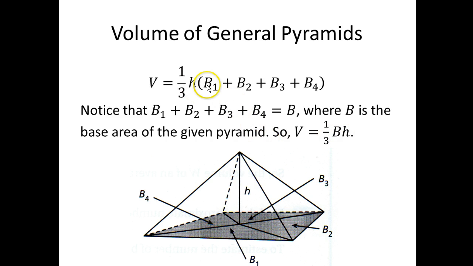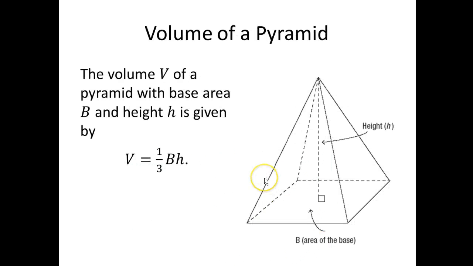The reason I can go from this formula to this formula here is because this sum inside just represents the sum of the base areas of all 4 wedge pyramids. Combining those all together, the sum of those bases of those wedge pyramids is exactly equal to the area of the base. So there's our volume of a pyramid in general. The volume V of a pyramid with base area B and height H is given by the formula 1/3 base times height.